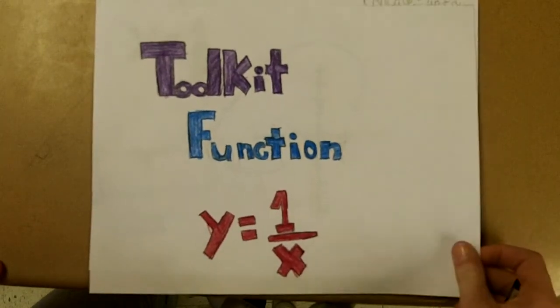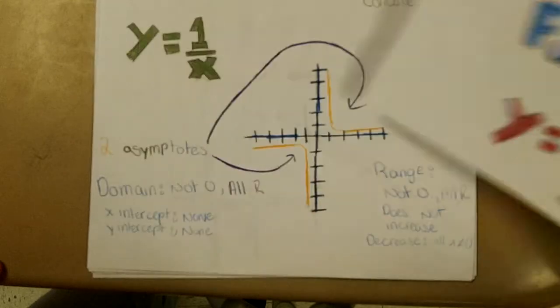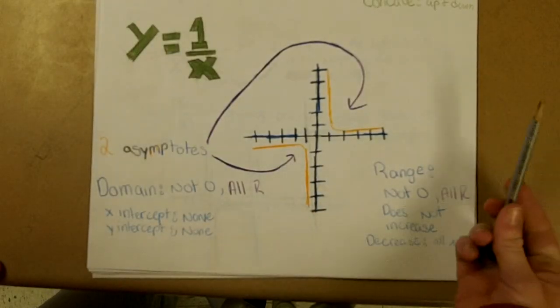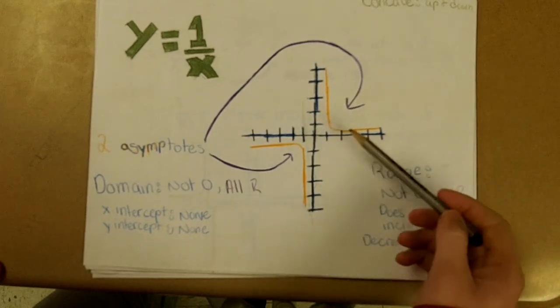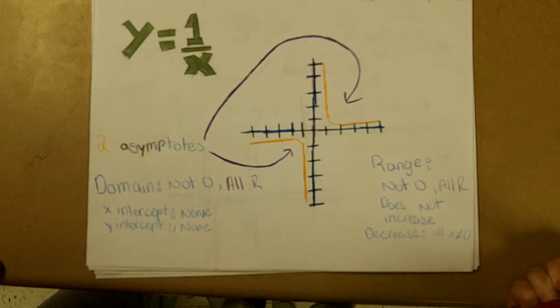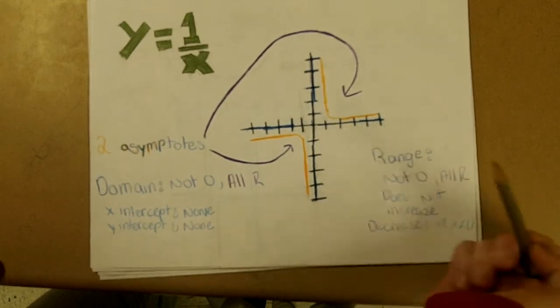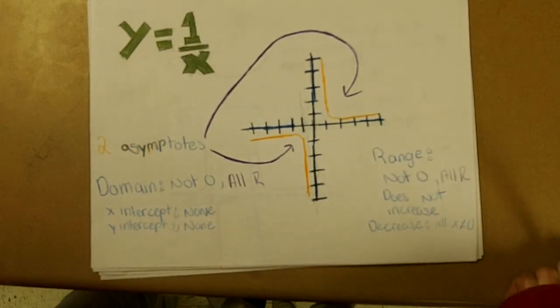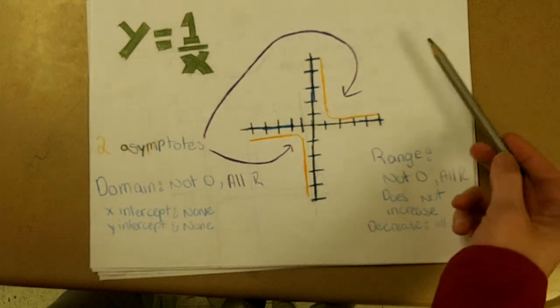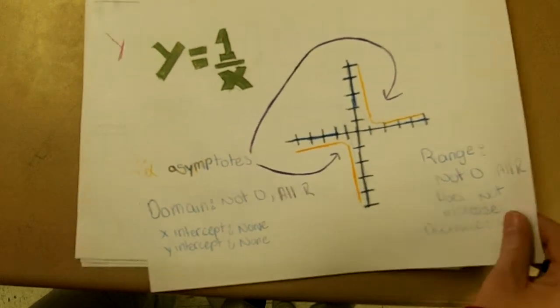I got toolkit function y equals 1 over x. This is the normal graph for y equals 1 over x. It has two asymptotes, which you see here, here, and here. The domain and range are both the same. They both don't touch 0, and they're all real numbers. There's no x or y intercept, and it does not increase. It's both concave up and concave down.